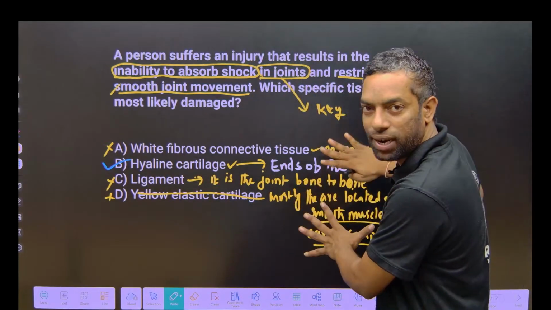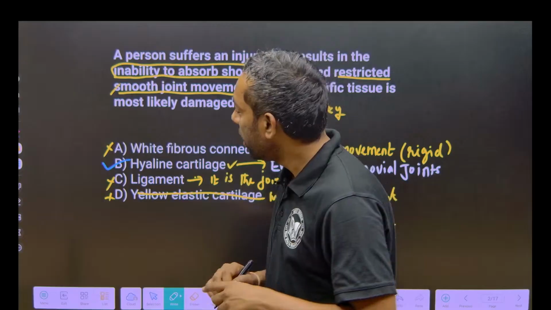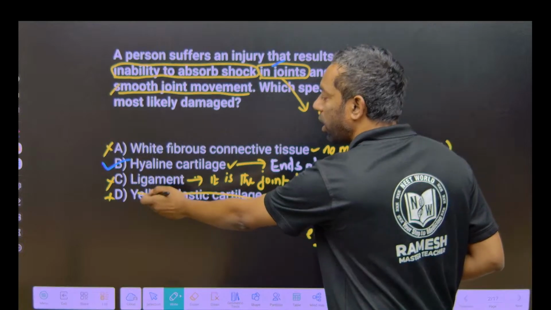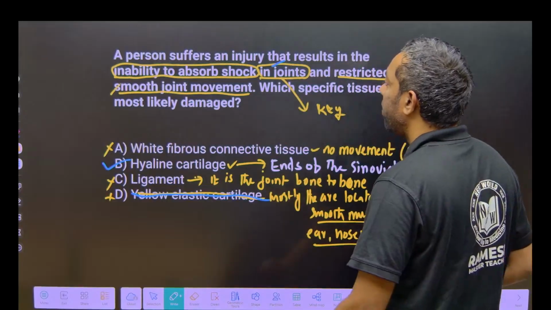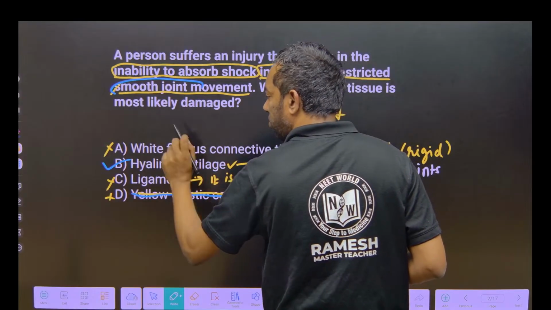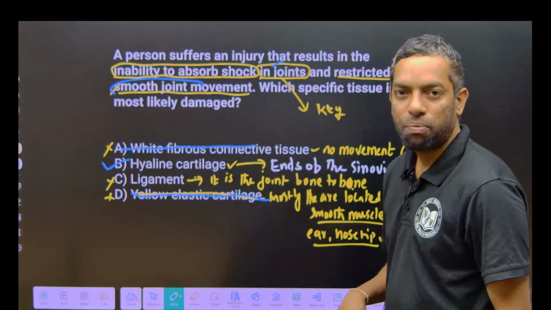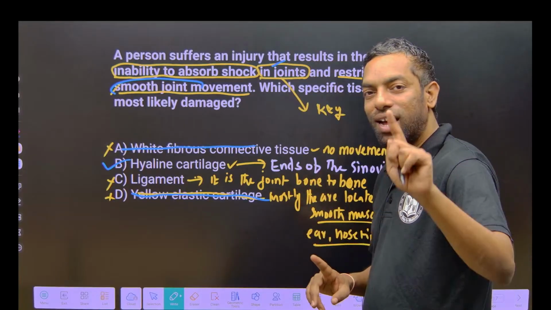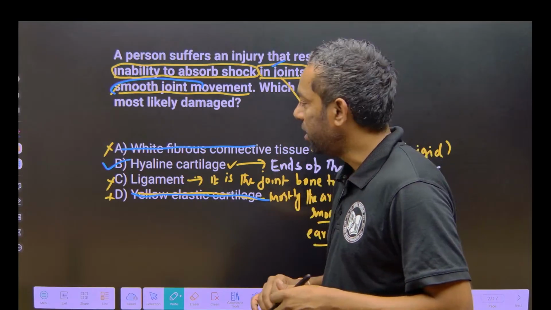Guys, you have to understand the question first. What can they ask here? Joint is the keyword. If joint is the keyword, you can easily eliminate yellow elastic cartilage. If it comes to smooth joint movement, there is no movement in white fibrous cartilage at all, it is always rigid. It is located at the vertebral column and the cranial skeletal system.